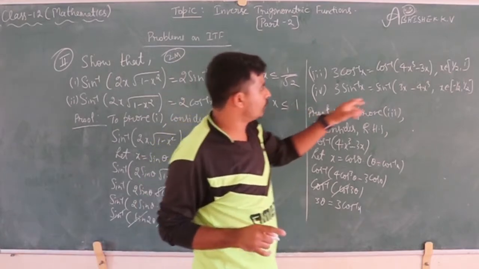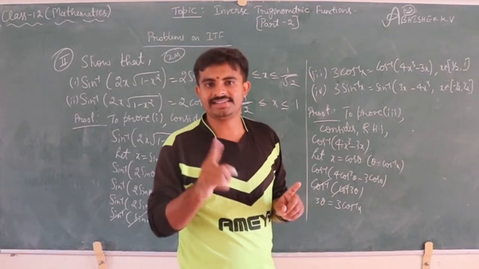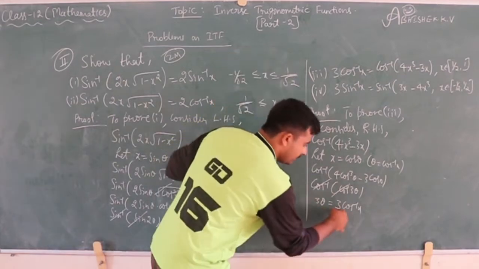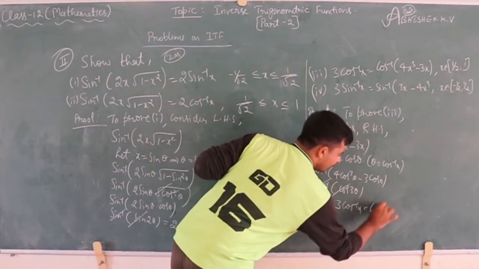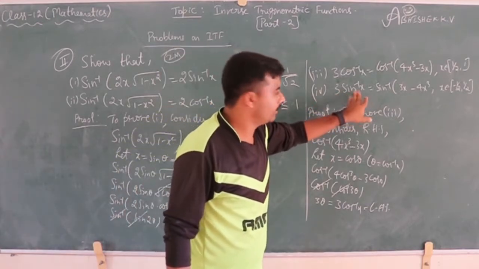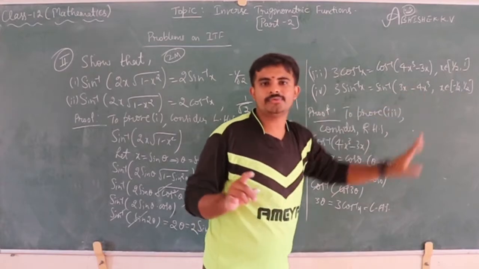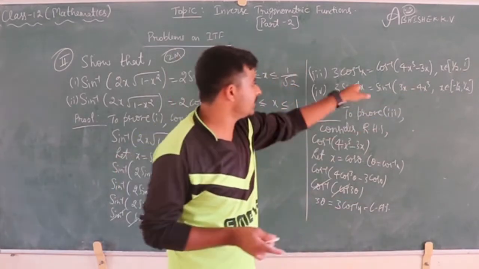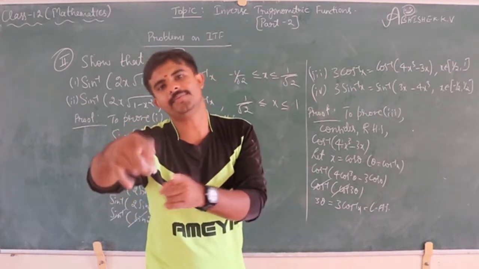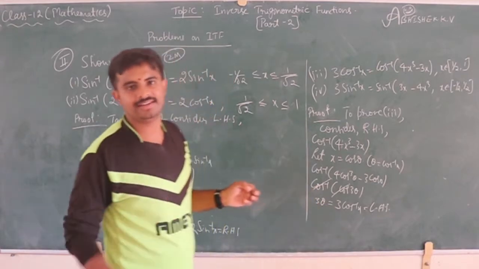Sin 3 theta is equal to 3 sin theta minus 4 sin cube theta. Therefore, this is equal to LHS. Similarly, to prove the fourth one, taking x is equal to sin theta, 3 sin theta minus 4 sin cube theta is sin 3 theta. Sin inverse and sin get cancelled, remaining with 3 theta. 3 theta is equal to 3 sin inverse x, since theta is equal to sin inverse x. See, very easy.